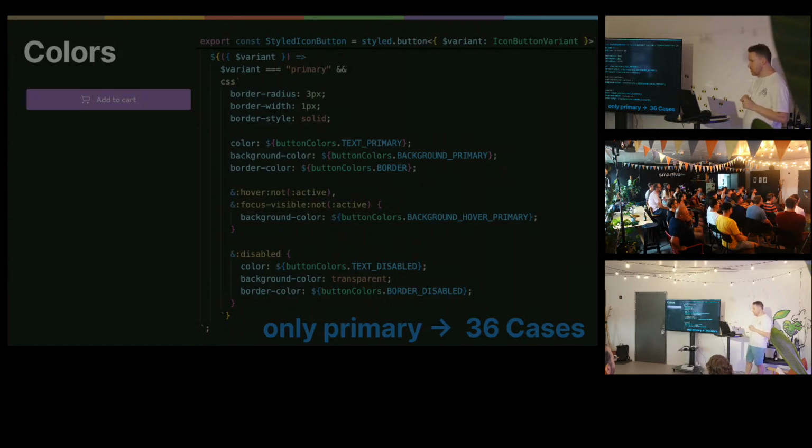And also that was one reason why we decided we don't want to go with atomic styles, because those would be 36 color tokens, CSS classes in worst case. And this is only the color.